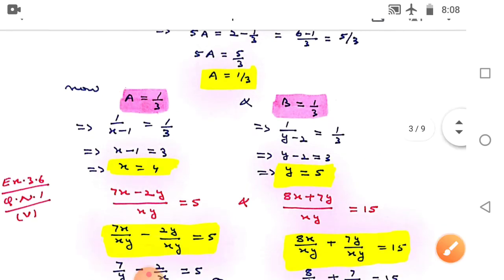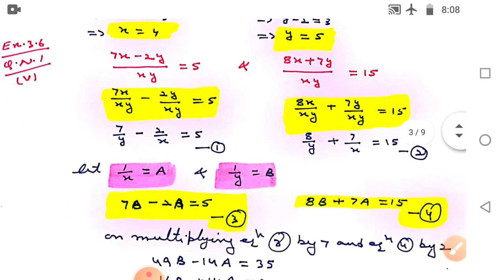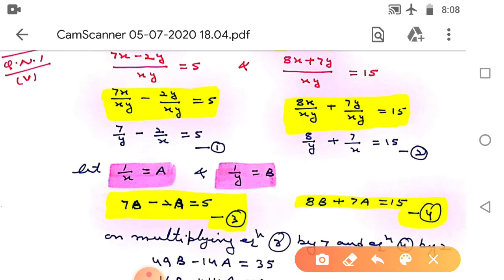Now come to the fifth part of this question. Okay. Look. This is 7x minus 2y upon xy is equal to 5. Clear? This is equation 1. The second equation is 8x plus 7y upon xy is equal to 15, right? Now we need to change something, that is 7x upon xy minus 2y upon xy is equal to 5. Similarly here 8x upon xy plus 7y upon xy is equal to 15.